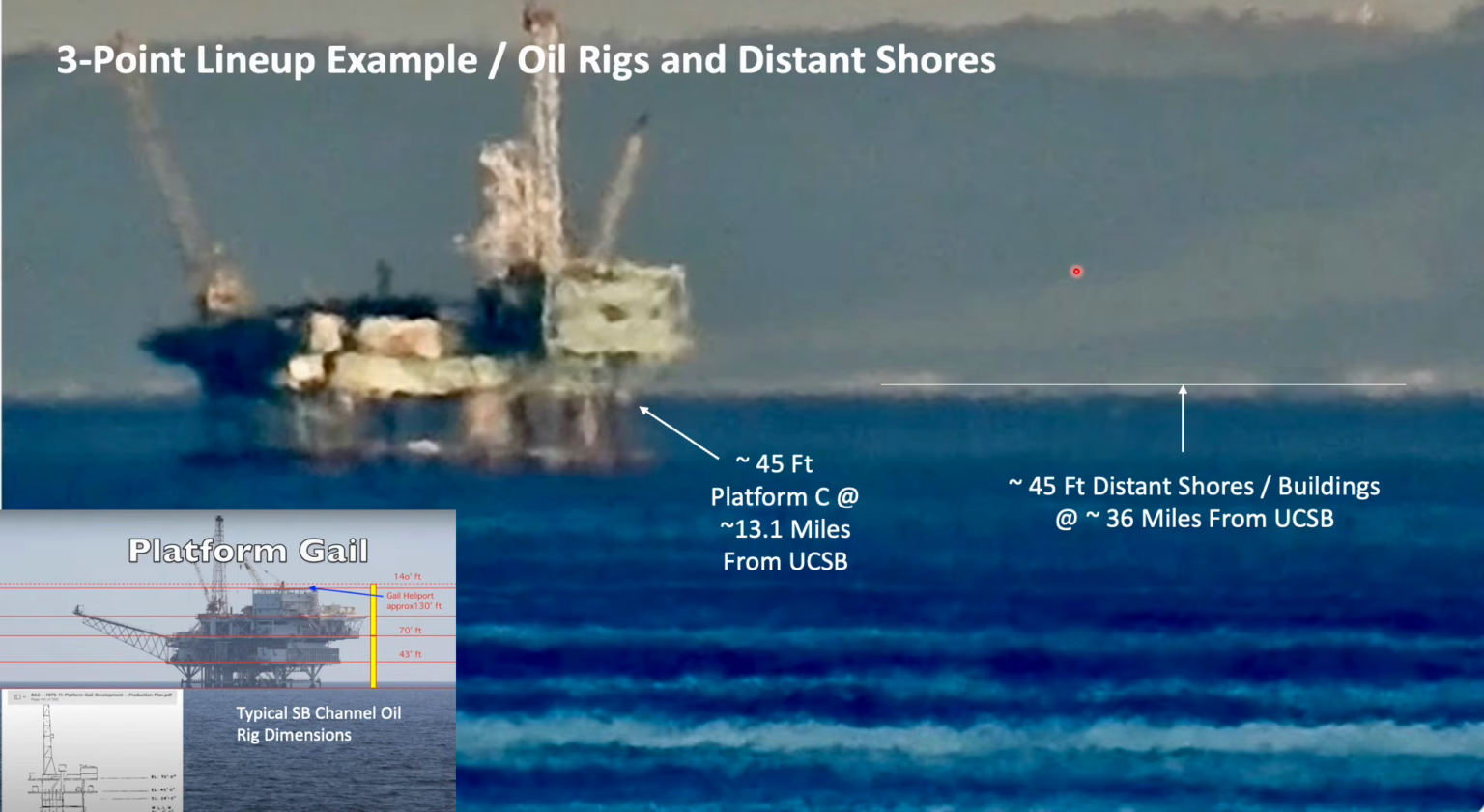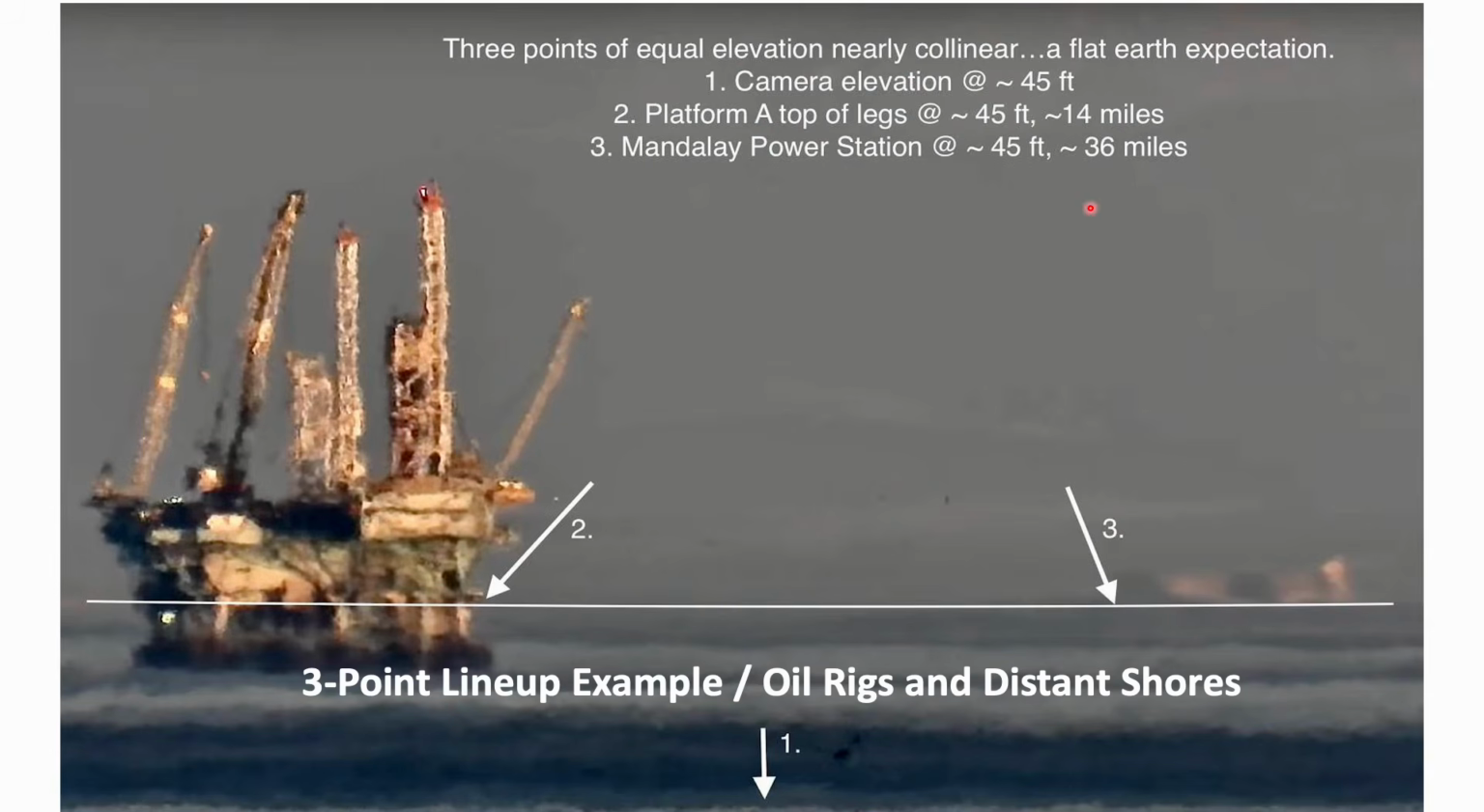Here's a three-point lineup example with the oil rigs and the distant shores. In this case, we have platform C on the left, and the distant shore is about 36 miles. The 45-foot elevation on the rigs is approximately right here at the top of the legs, and you can see the buildings down at the distant shore line up directly with that. And here's another example of a three-point lineup with the oil rigs and the distant shores. In this case, it's platform A, and then right there at the Mandalay Power Generating Station, 36 miles away. So again, we got 14 miles and 36 miles lining up at the same elevation as my camera.